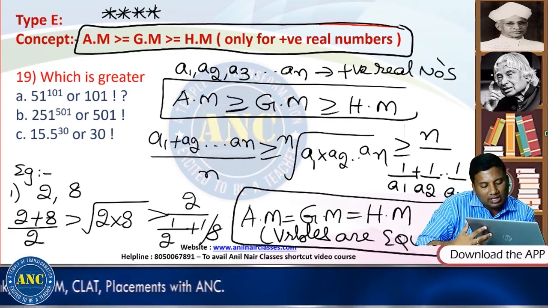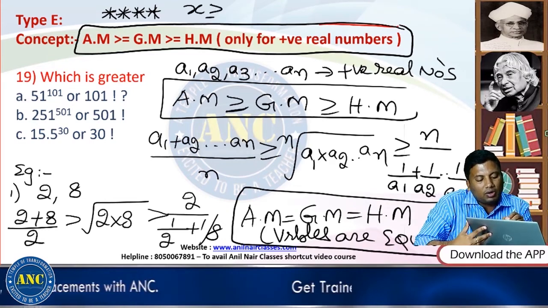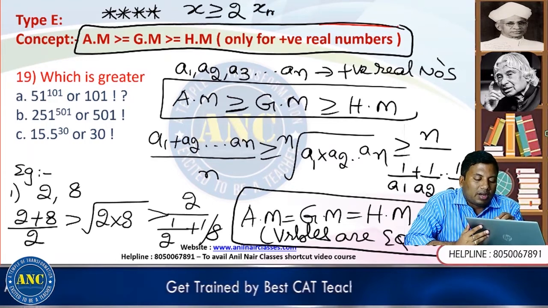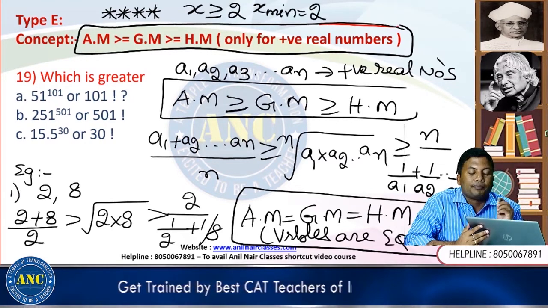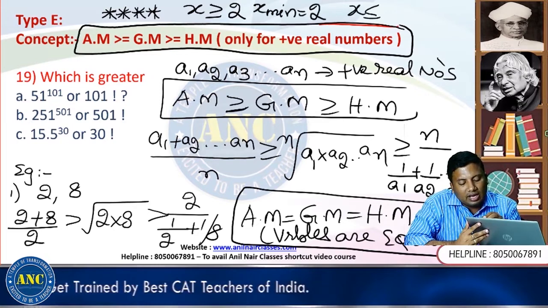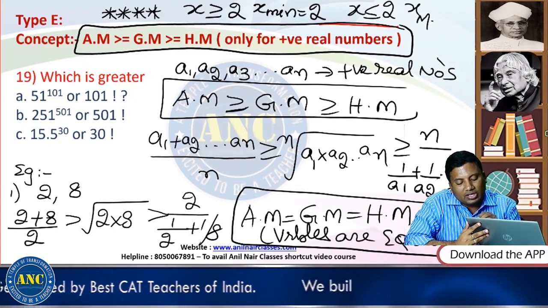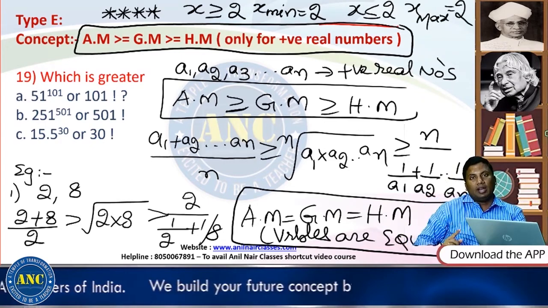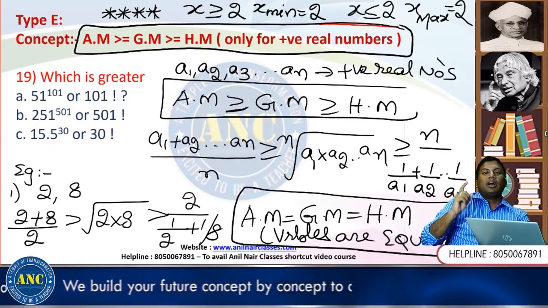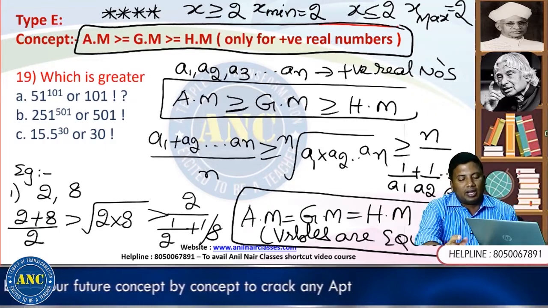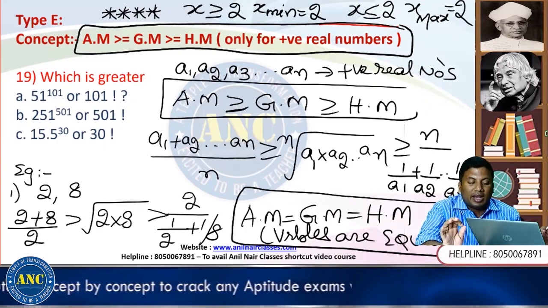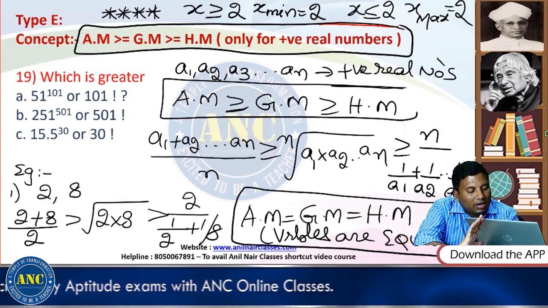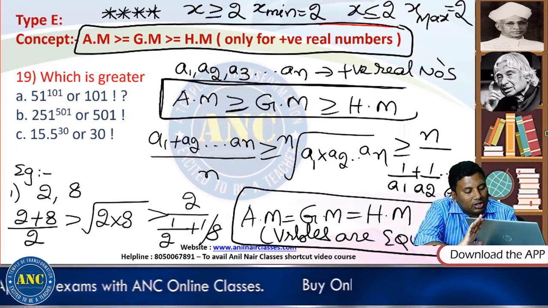Only because there is a greater than or equivalent to, I can determine the minimum. X is greater than or equivalent to 2, that means X minimum is 2. X is less than or equivalent to 2, that means X maximum is 2. Because there is a greater than or equivalent to symbol, I can determine minimum. Because there is a less than or equivalent to symbol, I can determine maximum. AM greater than or equivalent to GM greater than or equivalent to HM.